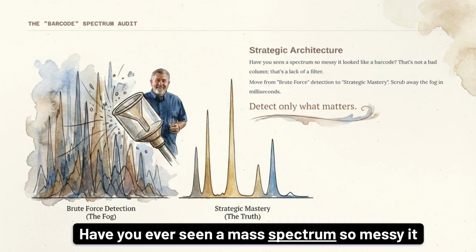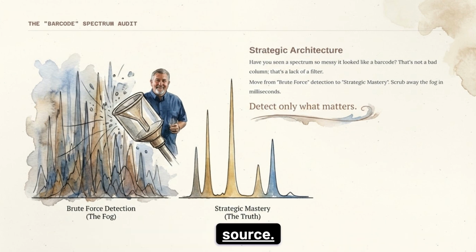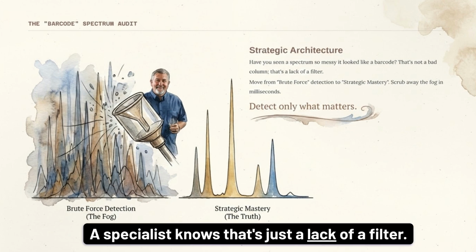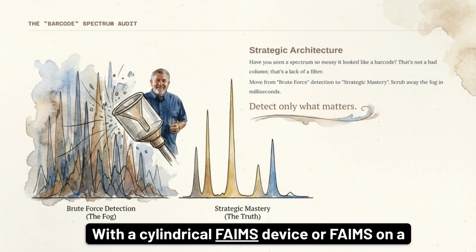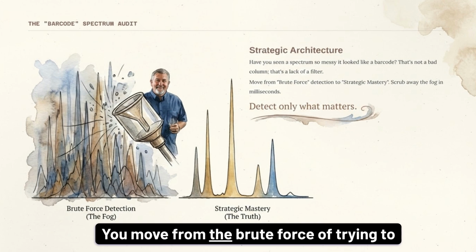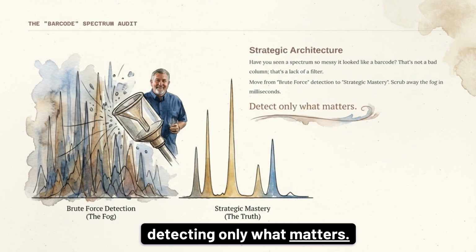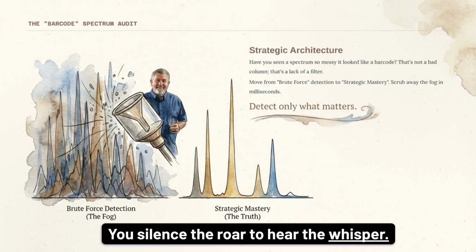Have you ever seen a mass spectrum so messy it looked like a barcode? Most technicians blame the column or the source. A specialist knows that's just a lack of a filter. With a cylindrical FAIMS device, or FAIMS on a chip, you can scrub away those barcode lines in milliseconds. You move from the brute force of trying to detect everything to the strategic mastery of detecting only what matters. You silence the roar to hear the whisper.